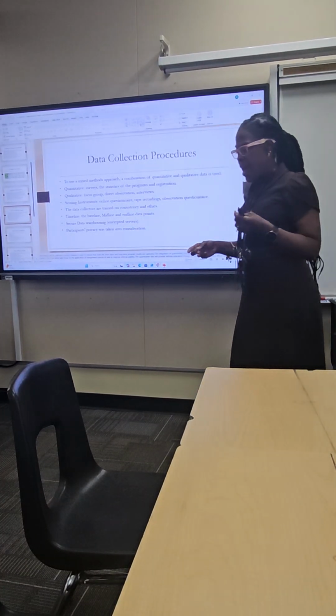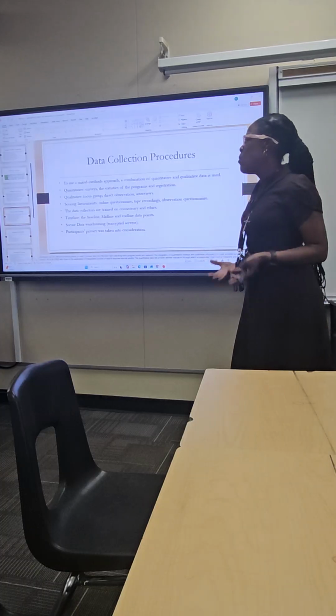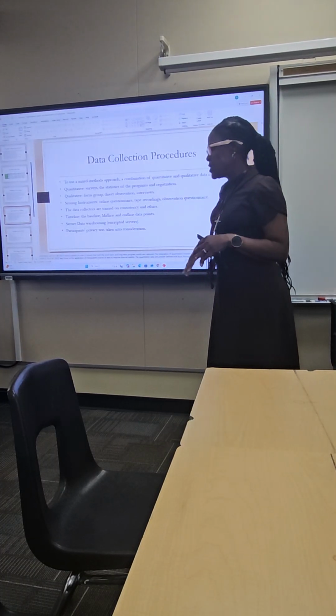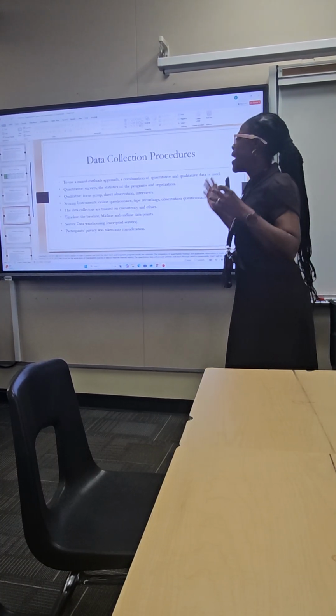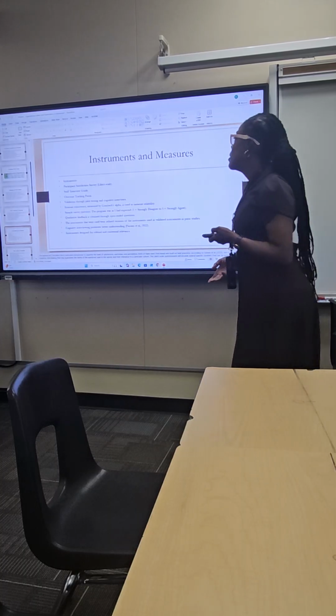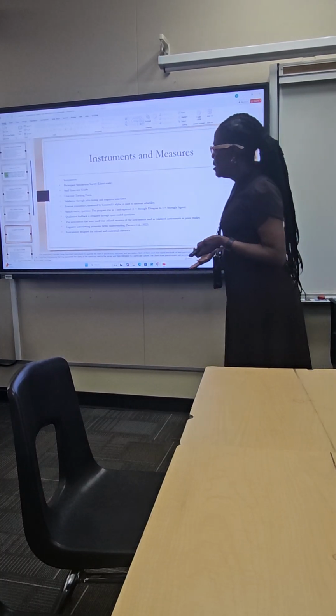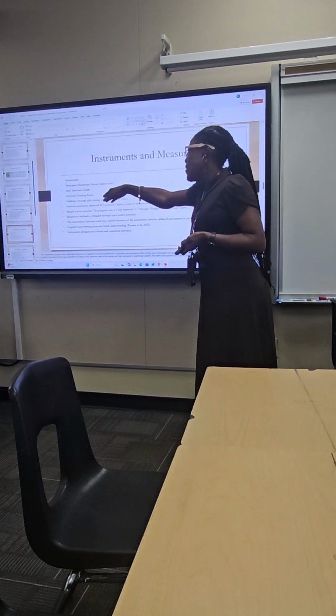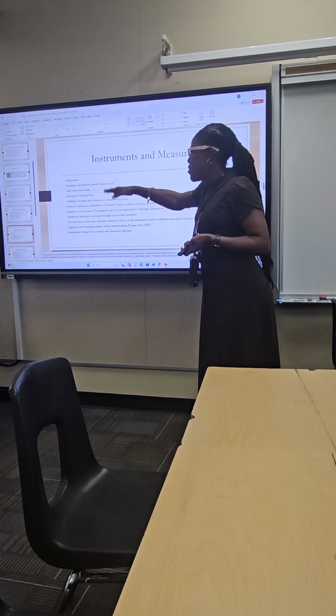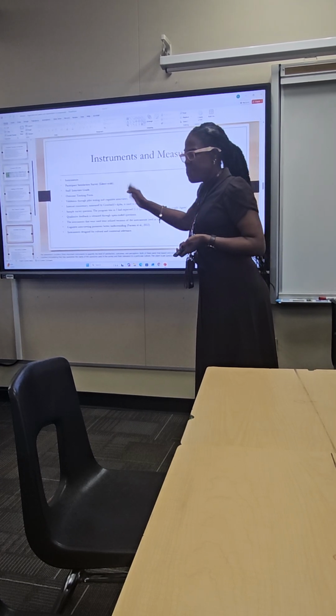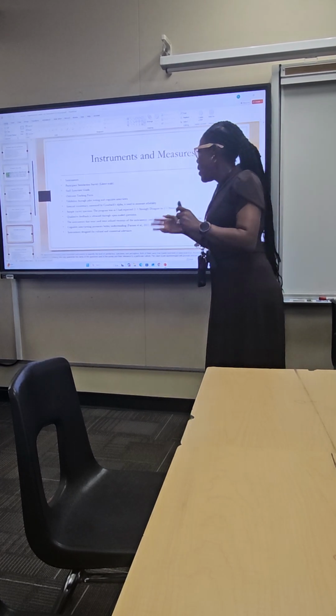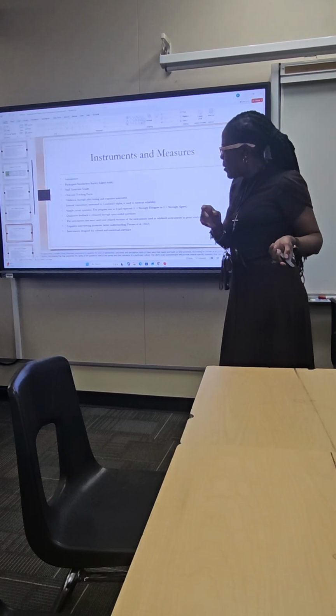Timeline. I have to have a timeline for when I want all this survey information to come to me so I can put the data together. Instruments and measurements: participation, satisfaction survey, staff interview guide, outcome tracking form. So during this process, I will have a tracking form, okay?